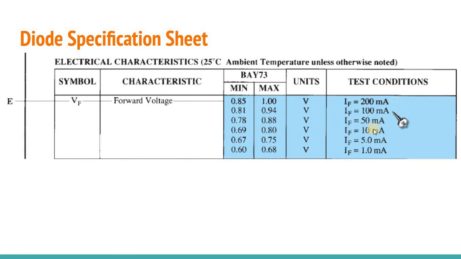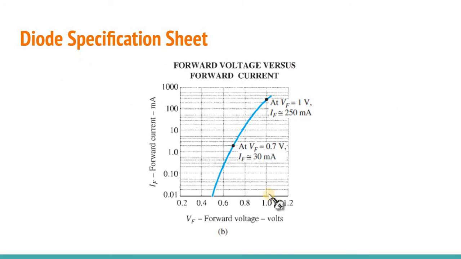Okay, test conditions. If the forward current equals 1 milliamp, ang forward voltage is between 0.60 up to 0.68 volts. And when the forward current is 200 milliamp, the forward voltage is between 0.85 volts to 1 volt. So, tanaw na to ang iyang graph.